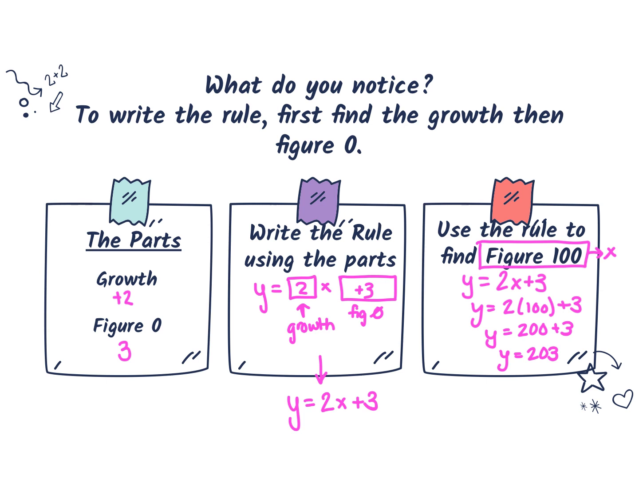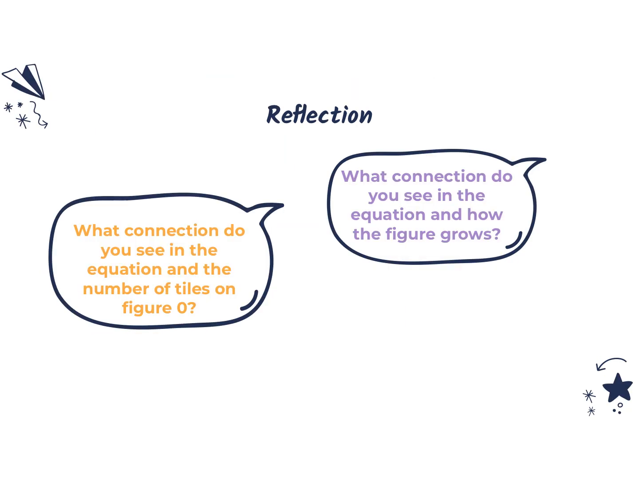How did you do? I hope you did great. So just some reflection, just some thinking for a minute. I want you to think about a couple of things. First, what connection did you see in the equation and the number of tiles that you found in figure 0? Hopefully you see that the number of tiles in figure 0 is whatever you're adding or subtracting after the variable of x. The second thing I want you to think about is what connection in the equation did you see in the growth of the figure? Well, that is that big word that I used, the coefficient of x.